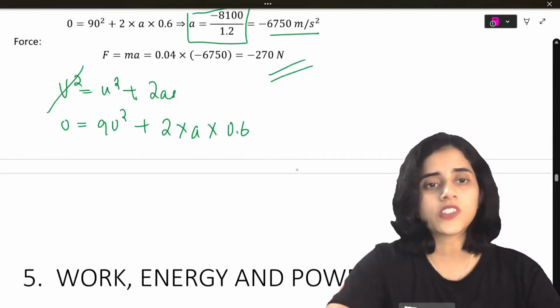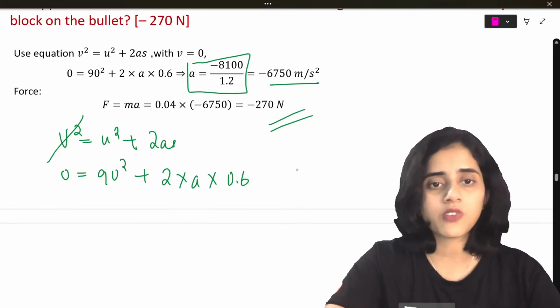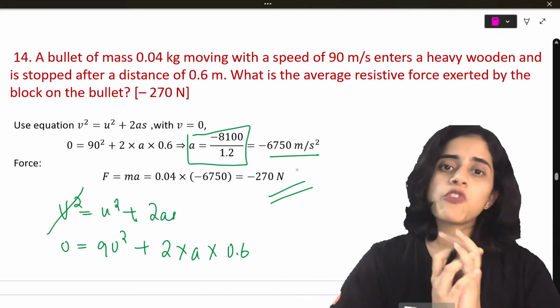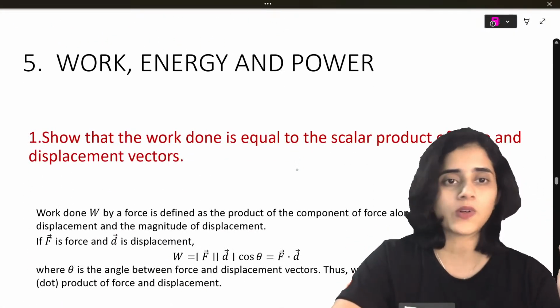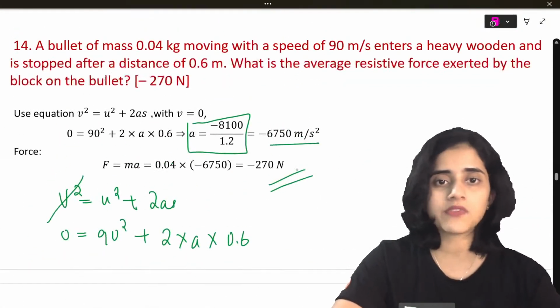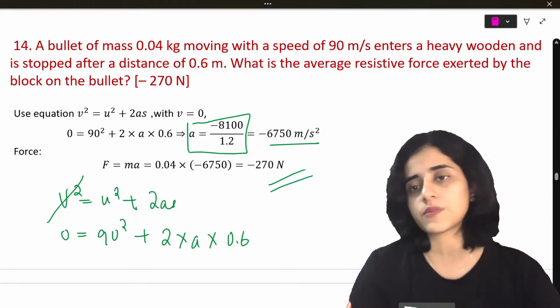So we are done with questions from chapter 4. Now we'll move on to chapter 5, which is work, energy and power. We have 3 more chapters, chapter 5, 6 and 7.